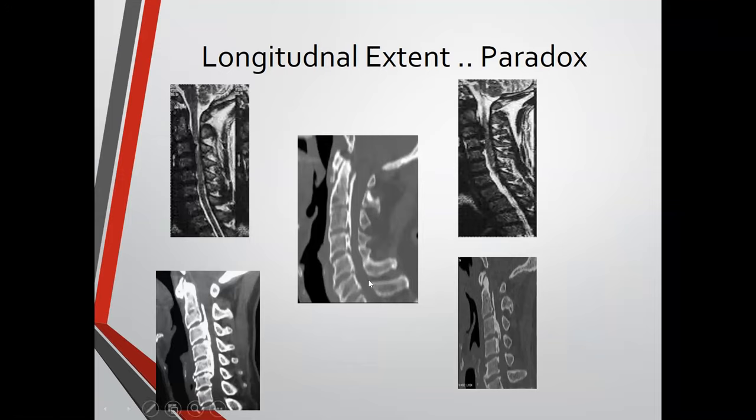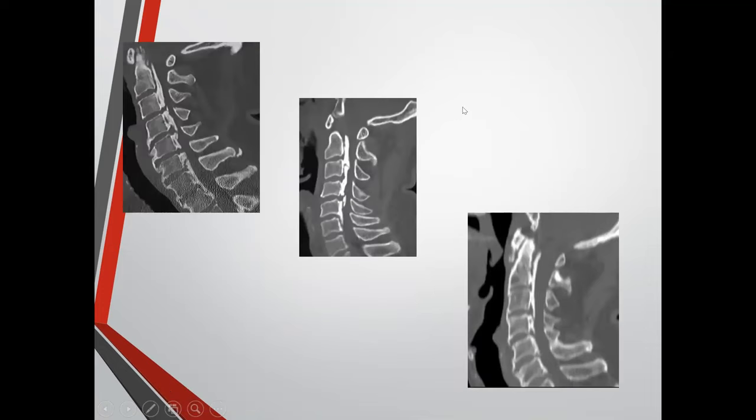Okay, so OPLL, one important thing is that the more extensive the OPLL, the more lordotic the spine. And the more lordotic the spine, the better are the chances for posterior decompression. So you see that if the OPLL is extensive, superiorly and inferiorly, you'll find that the curvature of the spine remains either neutral or lordotic and rarely becomes kyphotic.